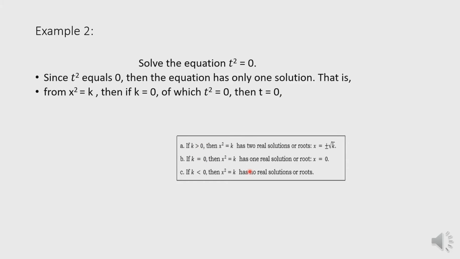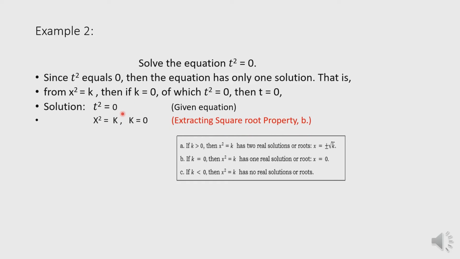So what property did we apply? Let's see. So here, our given equation is t squared equals 0. Then, from here, t squared is equal to k, where k is equal to 0. Then we are applying property B, extracting square root property B here. If k is equal to 0, then x squared equals k has one real solution or root, or x is equal to 0.